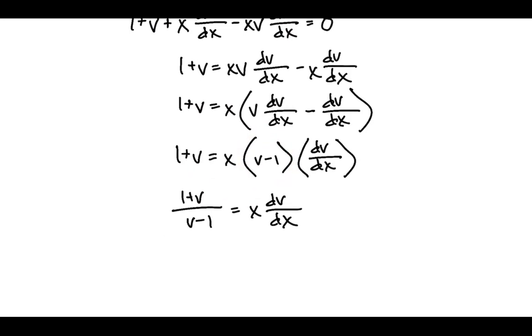Right. Now, I don't like having the dx on the bottom, so I'm going to multiply both sides by dx. But since the dx will be on the left, I'm also going to divide this x to the other side. So I'm going to have 1 over x dx equals, I want all my v's on that side. So I'm going to go ahead and divide that to the other side. So v minus 1 over 1 plus v dv.